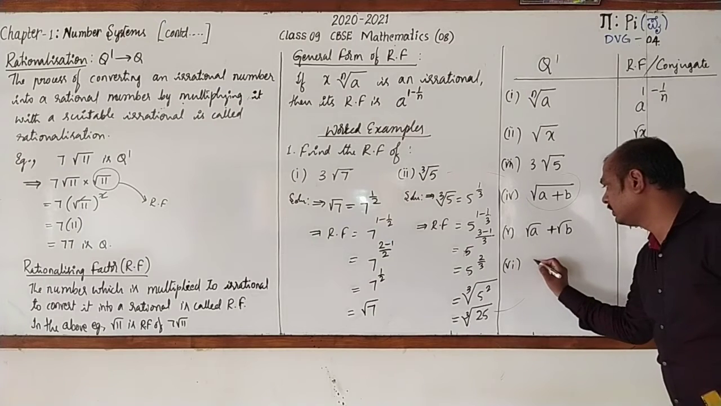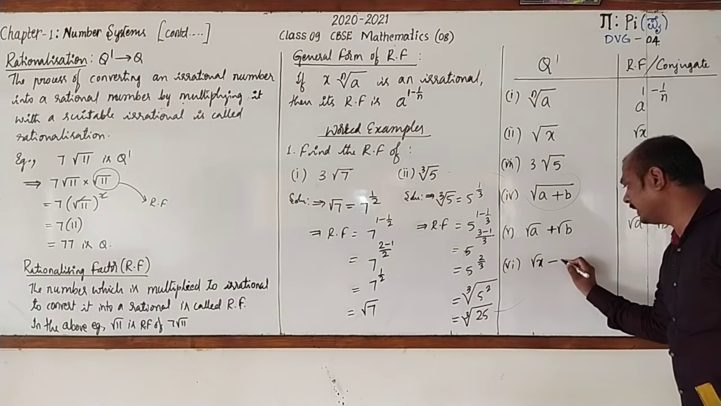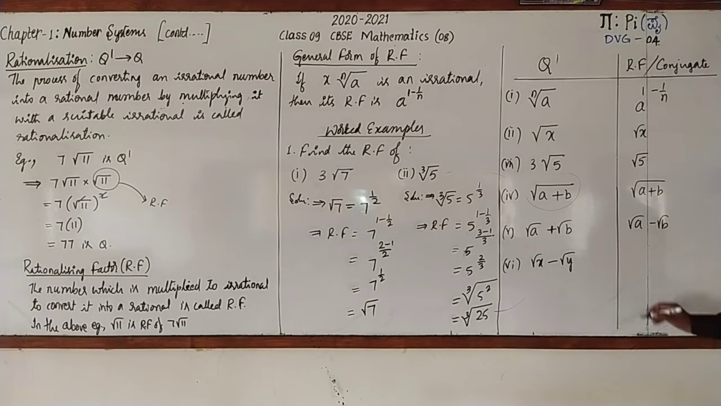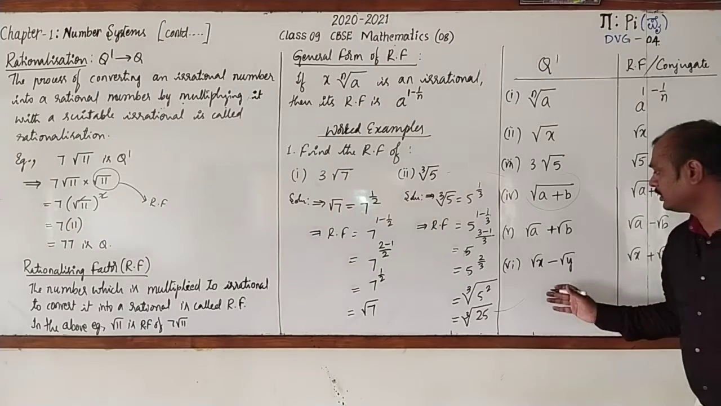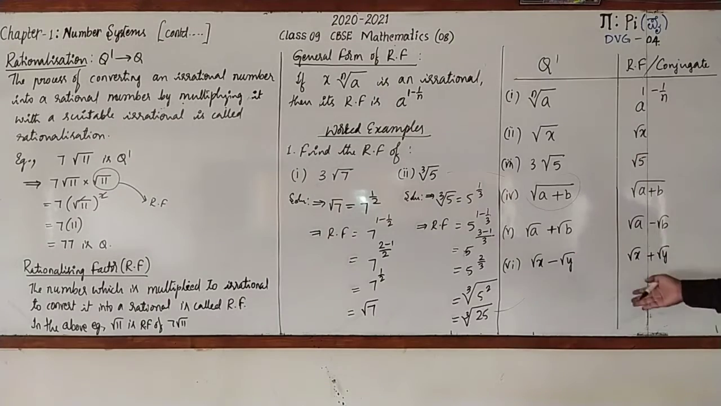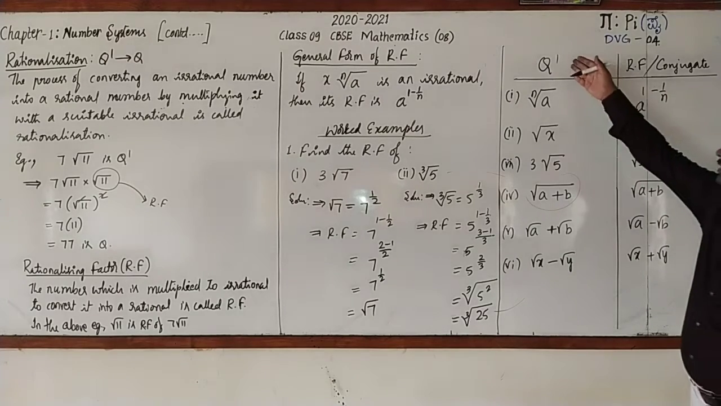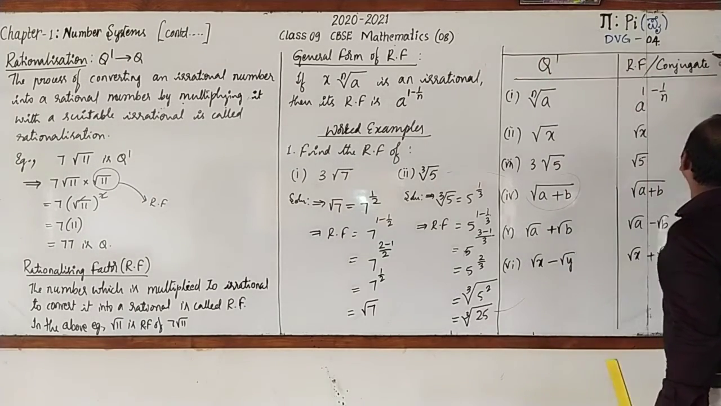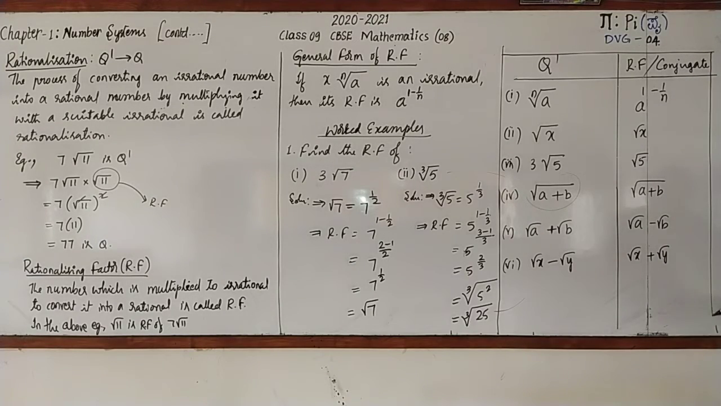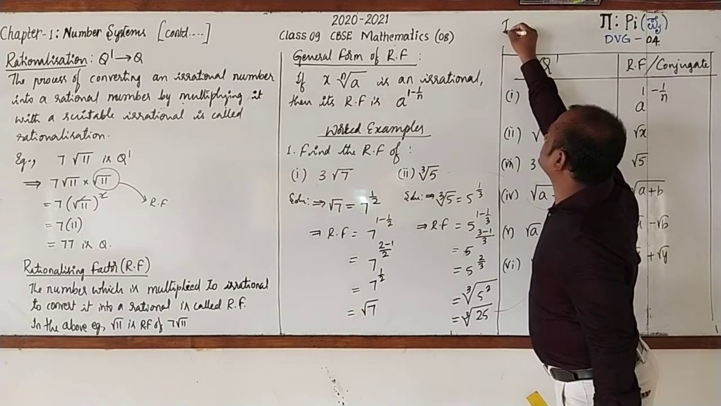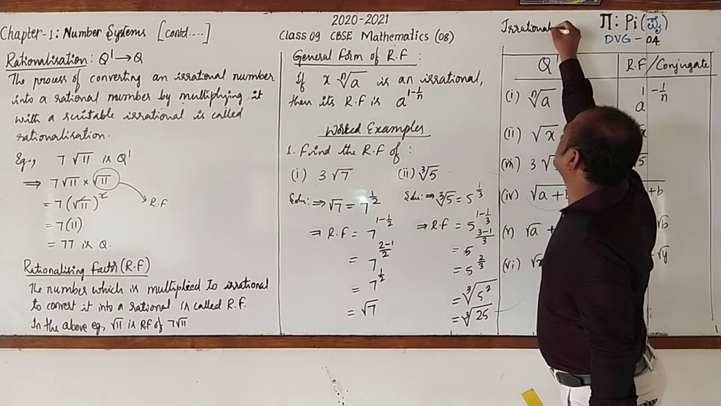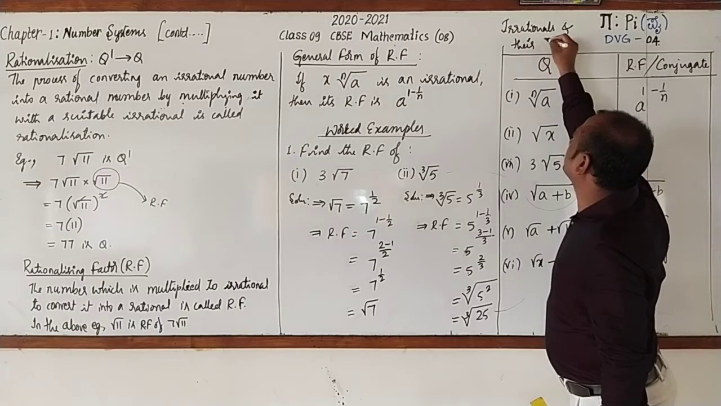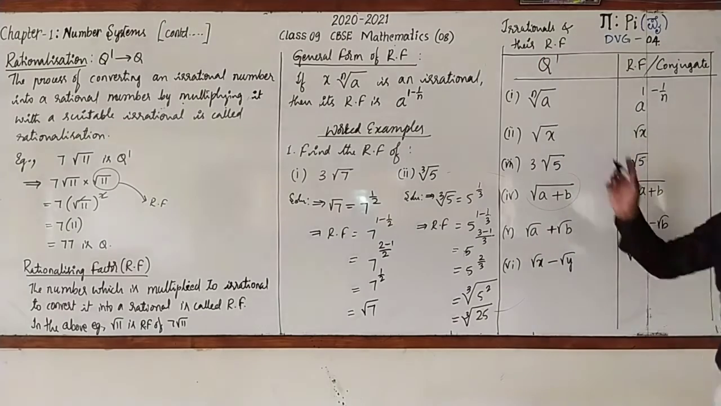Next, sixth one. Suppose root x minus root 5. How do you write? It can be written as root x plus root 5. Are these not simple? Yes, they are all simple. These are the irrationals and these are their rationalizing factors. So these are all irrationals with their rationalizing factors. So here you are going to write the heading that irrationals and their rationalizing factors. That is the heading.